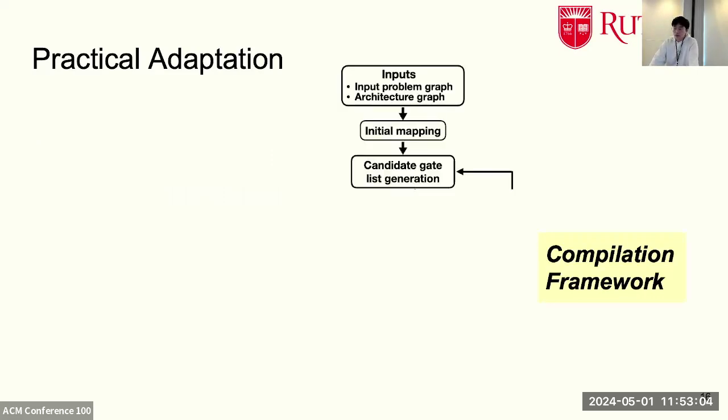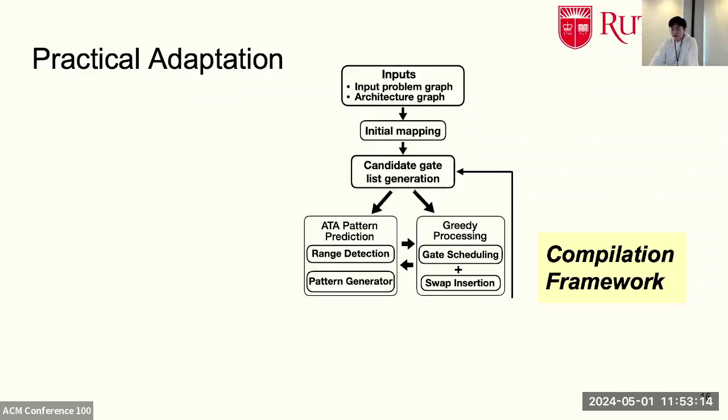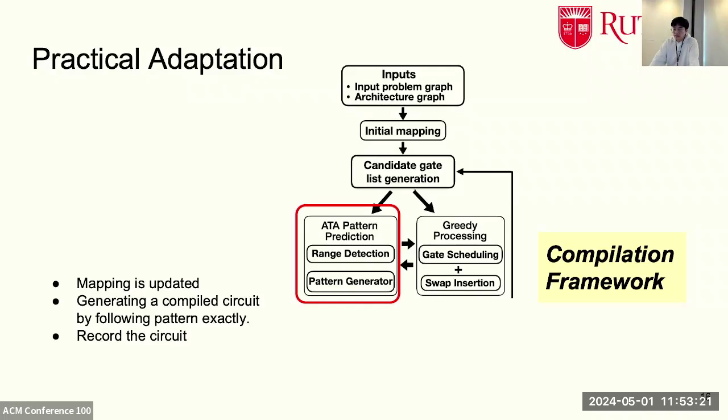Starting from the input problem graph and the architecture graph, it does the initial mapping and generates the candidate gate list from the input problem graph. Then it has two major components, the pattern component and the greedy component. On the pattern side, it generates the predefined pattern, checks the remaining uncompiled circuit, and records the circuit depth and the gate count. The greedy component will check if it is efficient to follow the pattern. If not, it will stop the current pattern and insert swap gates heuristically.